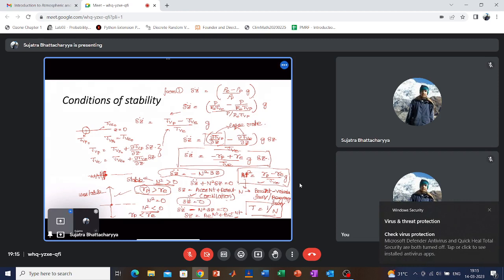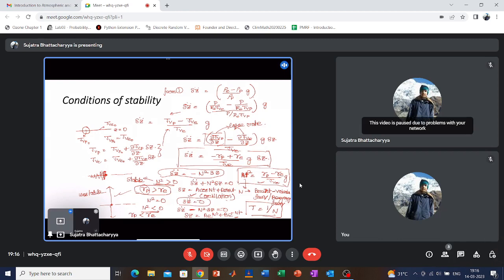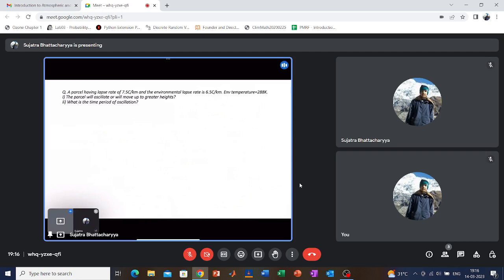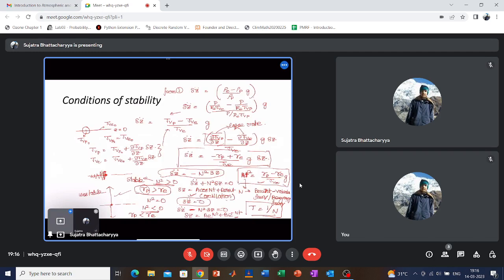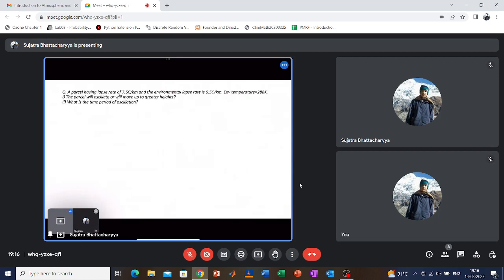Now, in another way, we can talk about the stability that is based on the potential temperature. So this potential temperature thing I will discuss, but before that we will do some numericals. Although there are no numericals in the assignment 7, the concept is very important. So this concept will be helpful also. Fine. Let's do this numerical first.